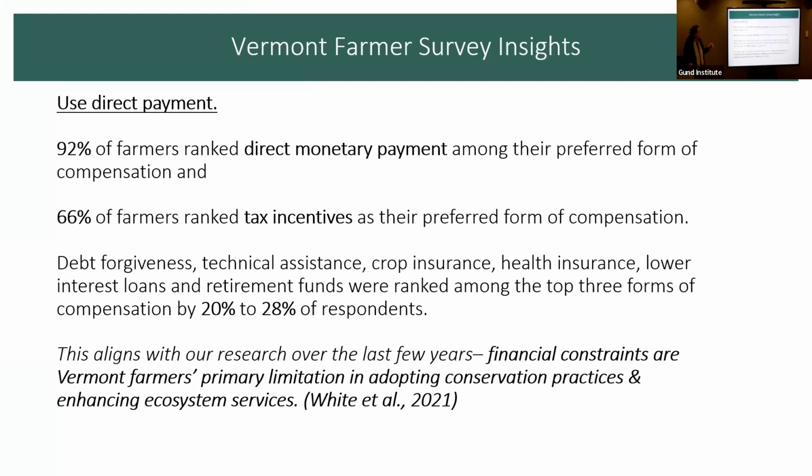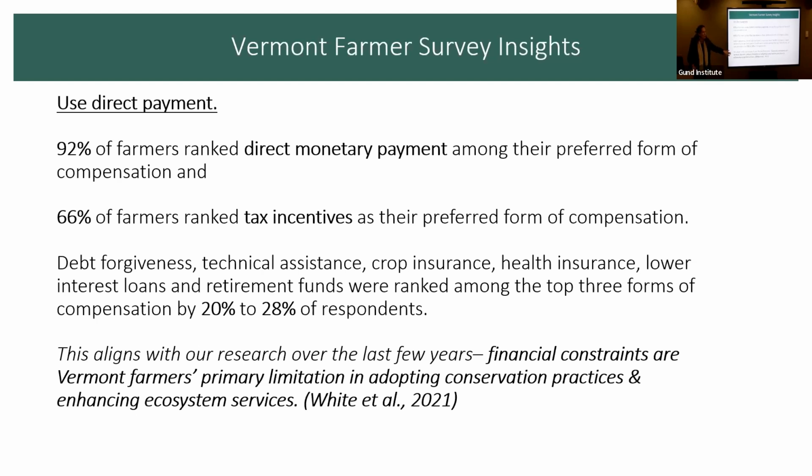Other parts of the survey, we asked farmers a multiple choice question about all those different alternative compensation ideas that we were so excited about. And they all picked money. We were like, you can get healthcare, you can get retirement, you can get all this stuff you're asking for. And everyone was like, we need money. 92% of them ranked the direct monetary payment as preferred. Tax incentives were also up there as well. And then all the others were about 20 or 30%.